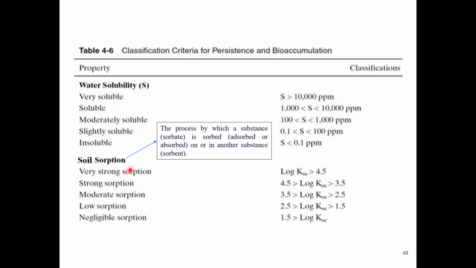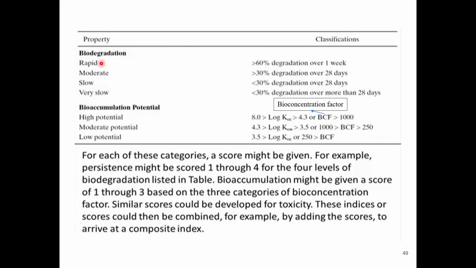This process is called sorption. These are some of the classifications based on which we can say a substance is very water soluble or has very strong sorption: normal, strong, moderate, low, or insoluble or negligible. There are also classifications for the rate of biodegradation and for bioaccumulation potential.